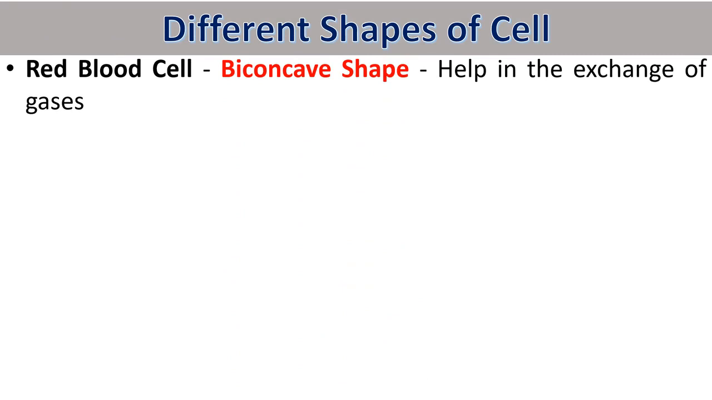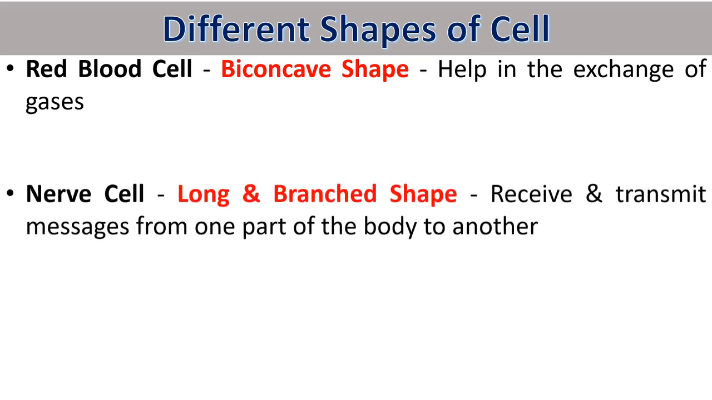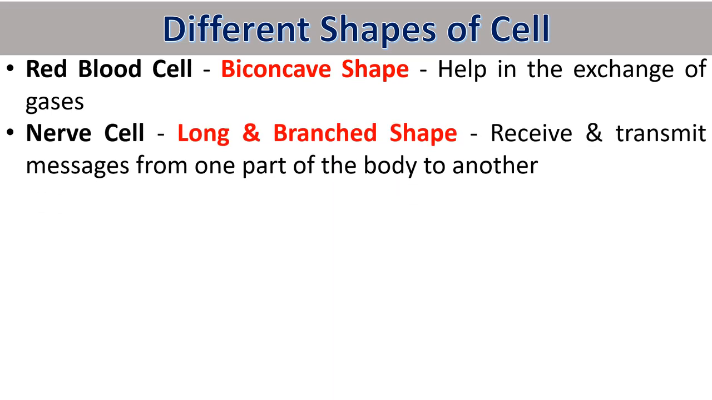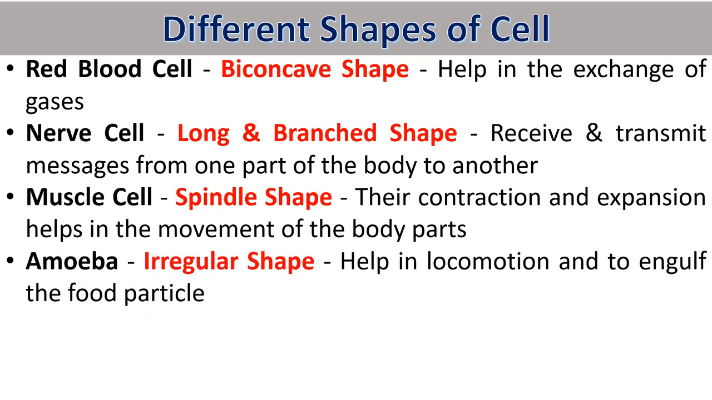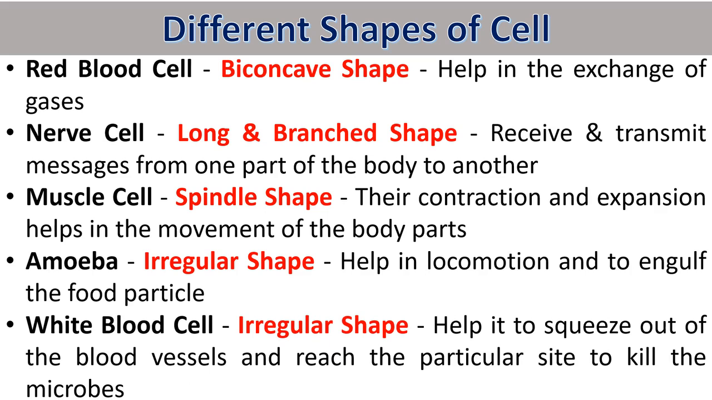Red blood cells, they are biconcave in shape. They help in the exchange of gases. Nerve cells, they are long and branched to receive and transmit messages from one part of the body to another. Muscle cells, the spindle shape, the contraction and expansion helps in the movement of the body parts. Amoebas, they are irregular in shape, which helps them to move and to capture the food.